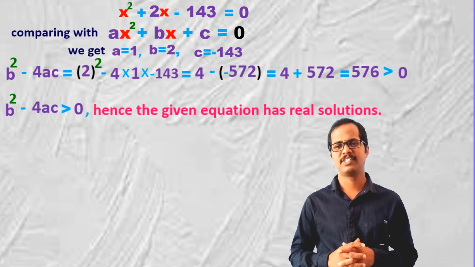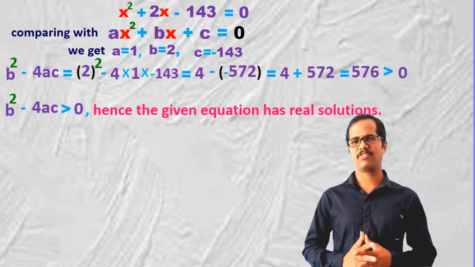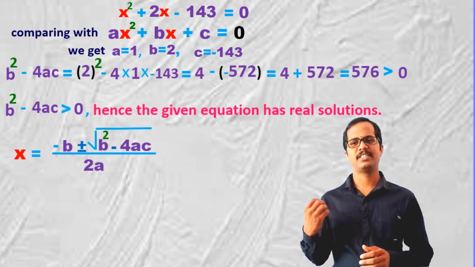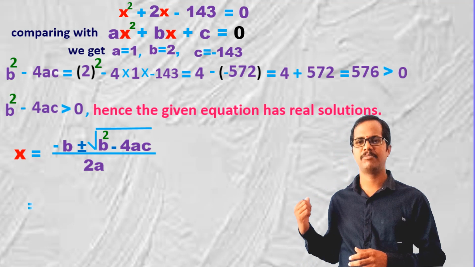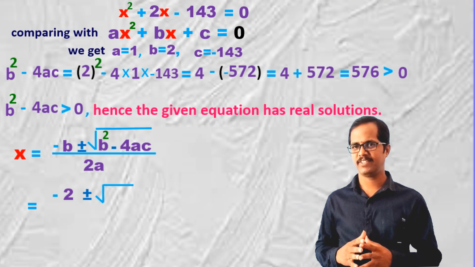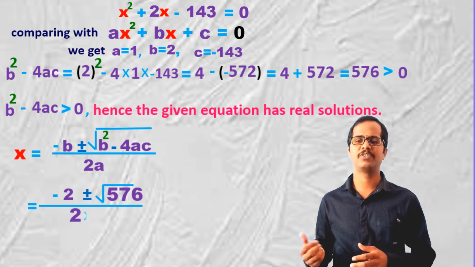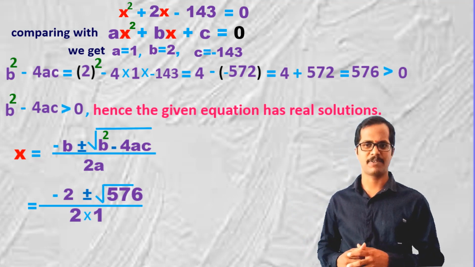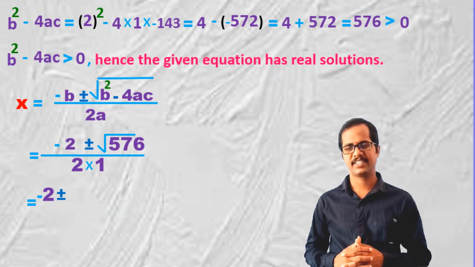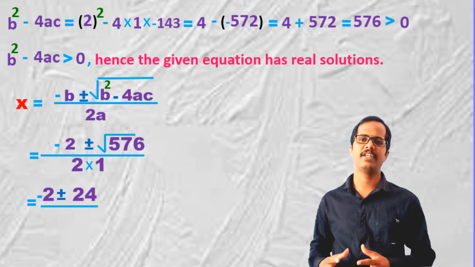And let us find out these solutions. For that we have to use the quadratic formula. So what is the quadratic formula? x equals to minus b plus or minus under root b square minus 4ac by 2a. By substituting the values, here b is 2, so minus 2 plus or minus under root of b square minus 4ac value, which we already found, that is 576, so under root of 576 by 2 into a value is 1, 2 into 1. Now again simplifying, minus 2 plus or minus square root of 576 is 24. So minus 2 plus or minus 24 by 2.